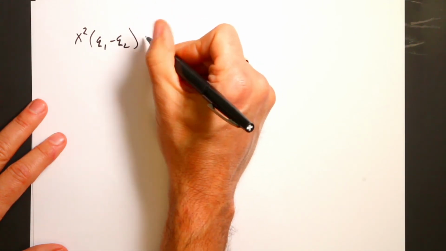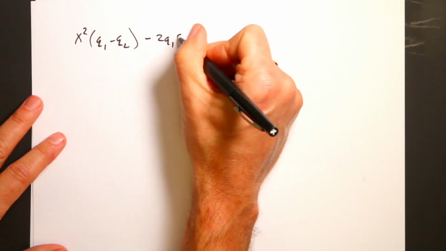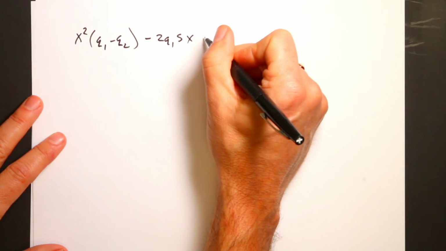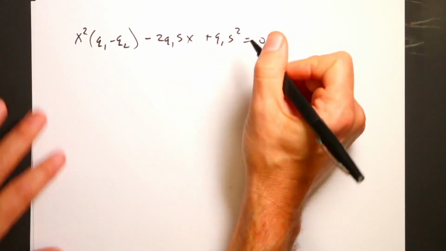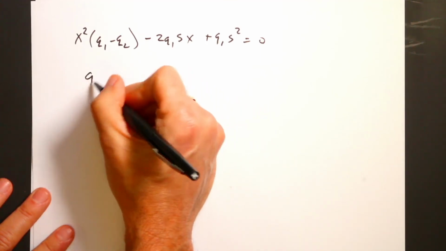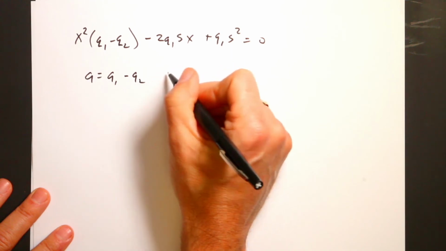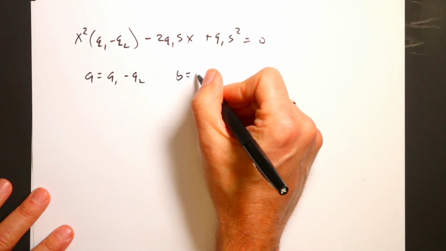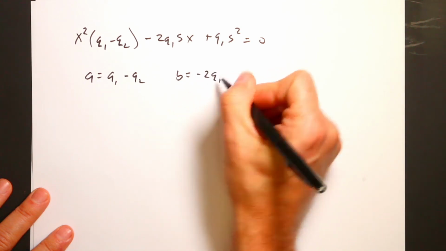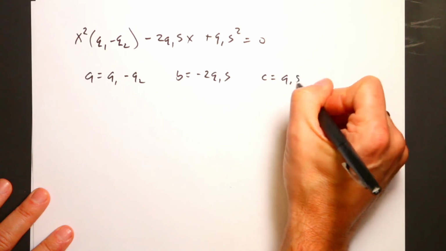And then I get minus 2 Q1 sx plus Q1 s squared equals 0. So in this case, A equals Q1 minus Q2, B equals negative 2 Q1 s, and C equals Q1 s squared.